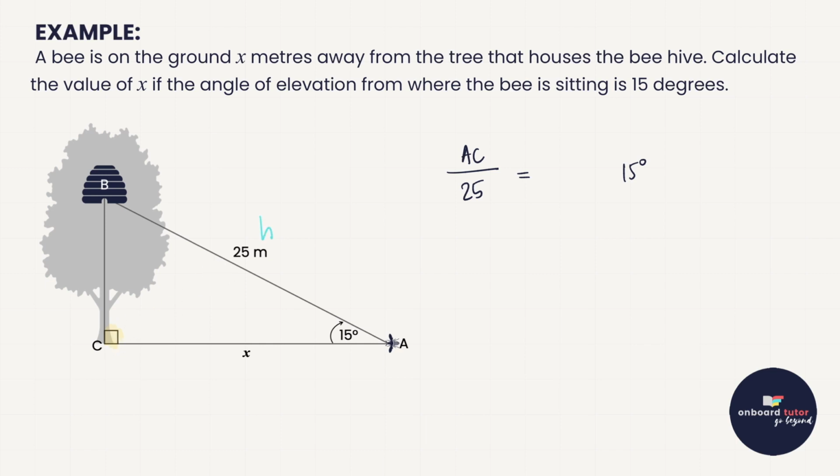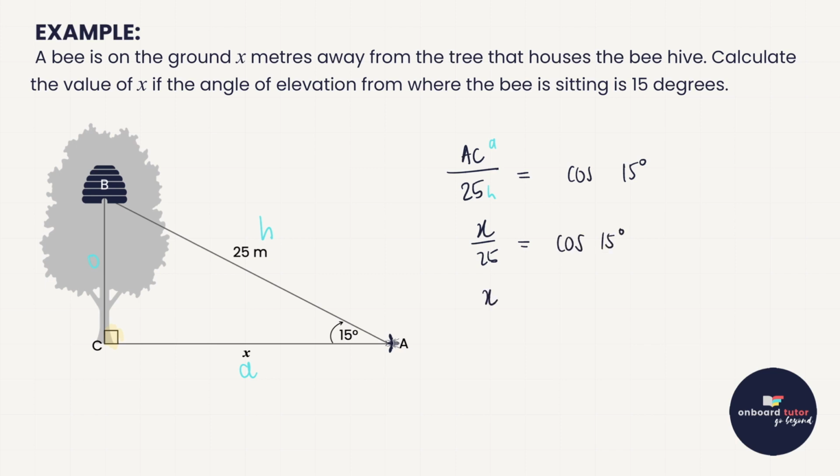So there's H. Which side is touching the angle that I'm working with? The hypotenuse and the adjacent side. And then the other one is the opposite side. So now if I take a closer look, what I want, AC, is the adjacent side over the hypotenuse. And if you think back to SOHCAHTOA, that is actually cos of 15 degrees. So X over 25 is equal to cos 15 degrees.